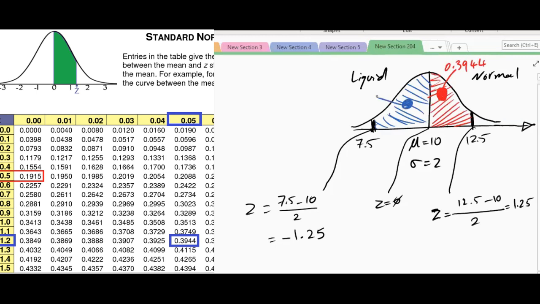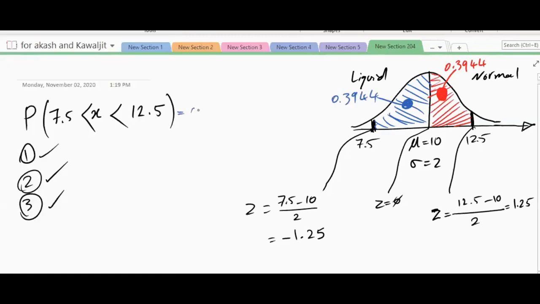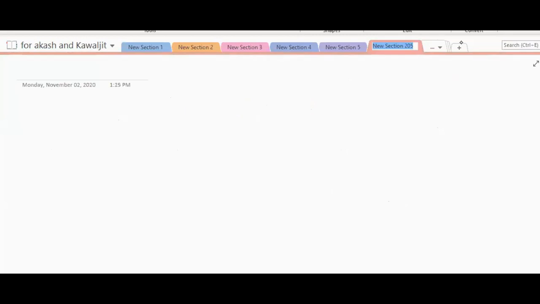Now, between the mean and negative 1.25, how much is the area? The same, because the curve is symmetric. Therefore, the final answer is 0.3944 plus 0.3944, and the final answer for what will make us happy between 7.5 and 12.5 is 0.7888. Final answer.